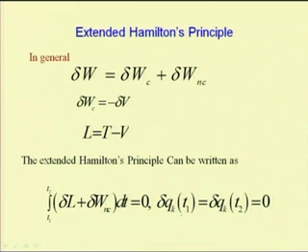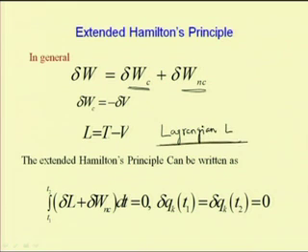Before that, we already know the total work done can be written as the work done by the conservative forces plus the work done by the non-conservative forces, and the work done by these conservative forces can be written as the negative of the change in potential energy. So, delta W c can be written as minus delta V. L is the Lagrangian of the system, which is the kinetic energy minus the potential energy.